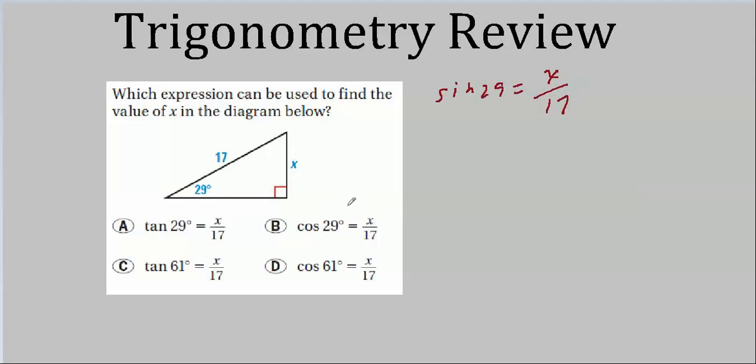Why is that? Well, what's 90 minus 29? 61. And remember earlier, we pointed out that things like the sine of 90 minus alpha is the same as the cosine of alpha, and vice versa. So if we want the sine of alpha, we can take the cosine of 90 minus alpha.